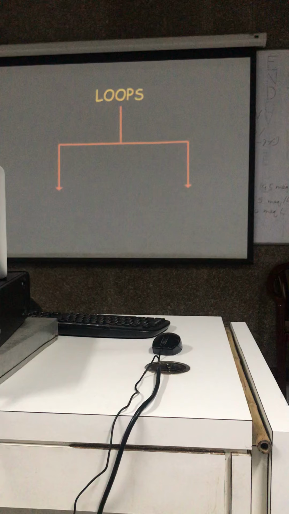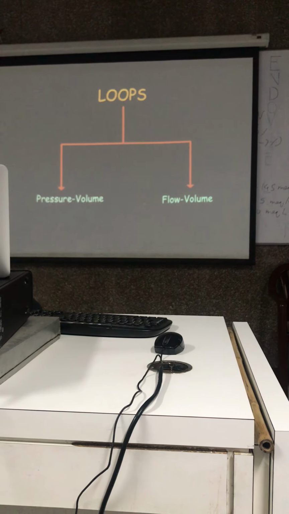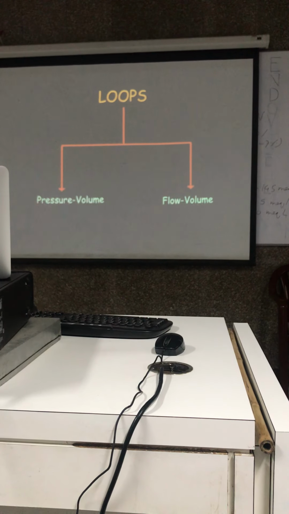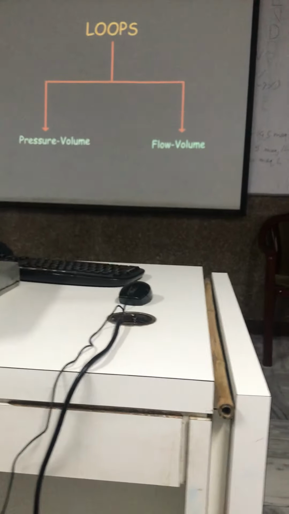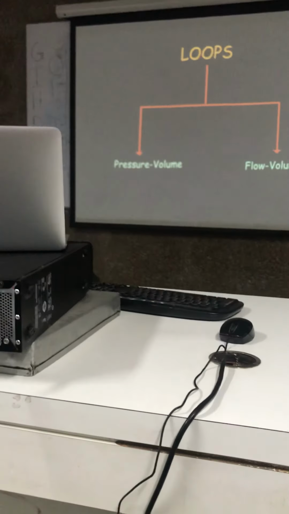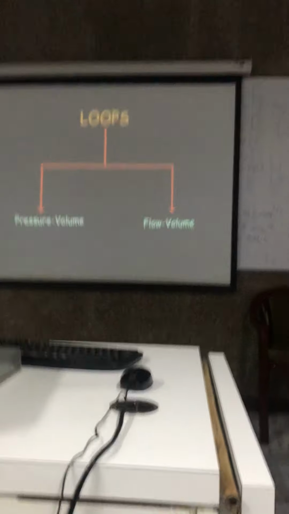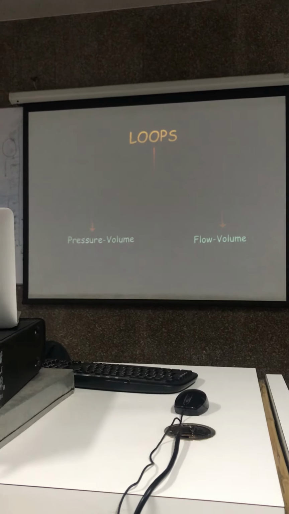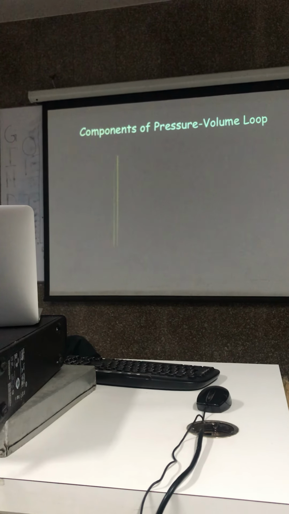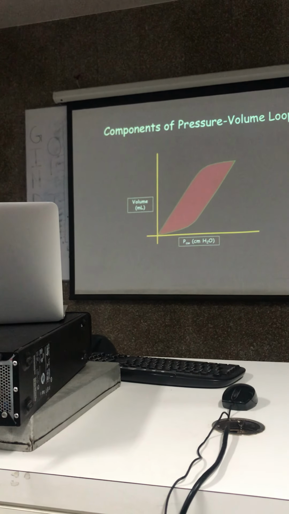Then there are loops. Loops are again two types. Here there is no time element in the loop. There is the pressure volume loop and there is the flow volume loop. Time is not a consideration in the loops. So broadly, when you see a ventilator, you will look at whether you have scalars or loops. So let's look at the first component, which is the loops.